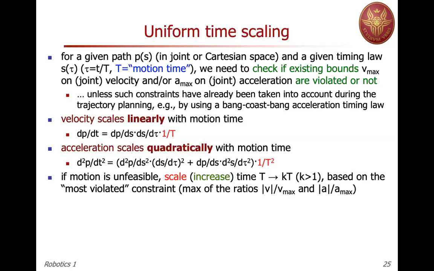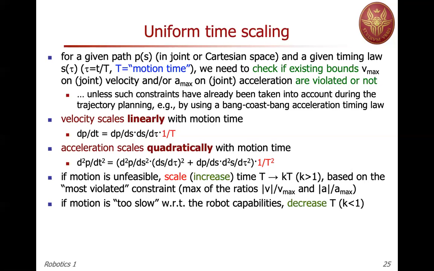So if you're looking at the absolute value of speed and acceleration, and this can be replicated on several joints, on several components of the Cartesian, you have many ratios to consider, and then you take the maximum one. At least one will be violated, so will be larger than 1, and then you scale by this factor, okay? Or by the square root of this factor if the violation is on the acceleration, because of the previous property.